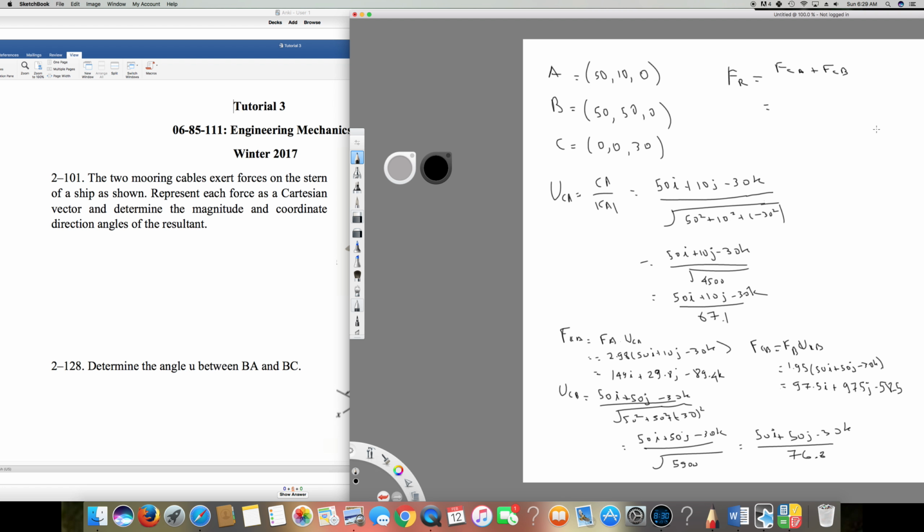So I'm going to directly add it. I add I with I, J with J, and K with K. So first of all, 149 plus 97.5i is going to give me 256.5i, plus 29.8j plus 97.5j, which is going to give me 127.3j.